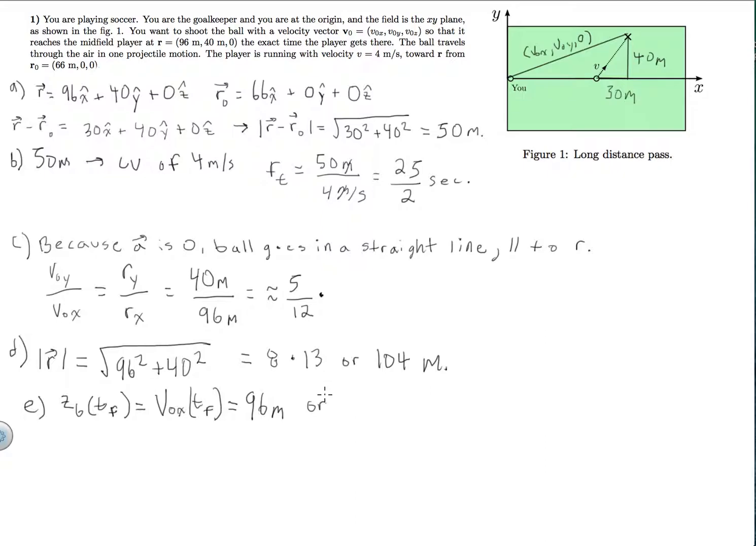Or what we can do is write this as v naught x is equal to 192 over 25 meters per second, and then v naught y is simply equal to 5 over 12, which we found above, times 192 over 25, or 16 over 5 meters per second. Alright, great. So now we can solve part F.